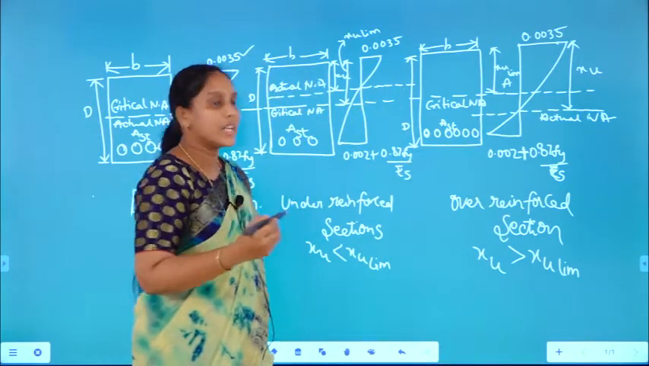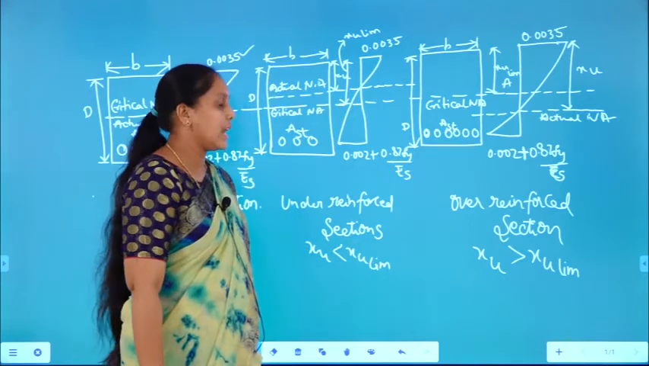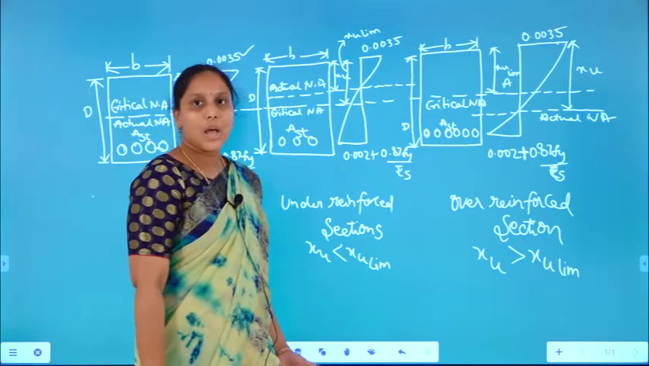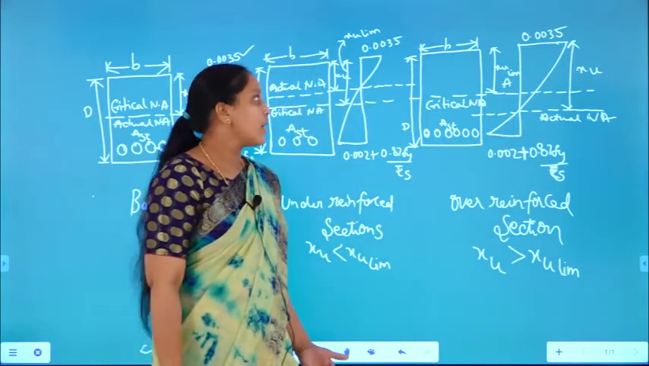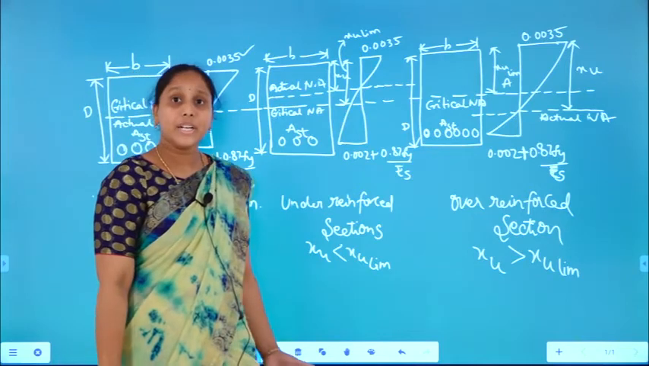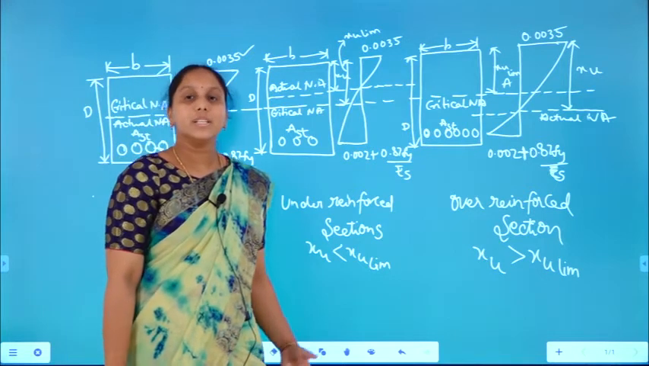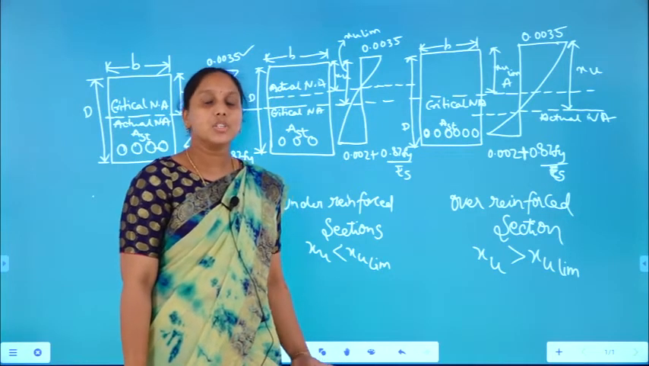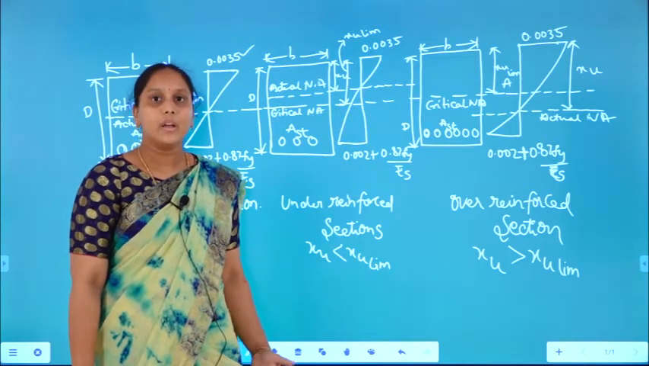So, if XU is greater than XU limit, then such a type of section is called an over reinforced section. So, in an over reinforced section, what is happening? Concrete is reaching its maximum strain value first. So, as concrete is reaching its maximum strain value first, we will have a brittle failure. That is, the mode of failure is a brittle failure. Why is it a brittle failure? Because concrete is a brittle material, it fails easily without any warning.